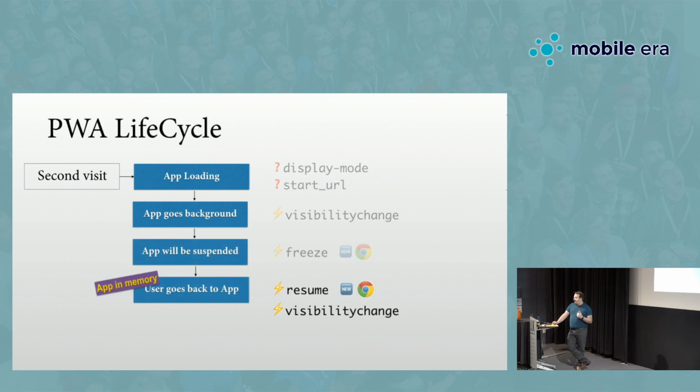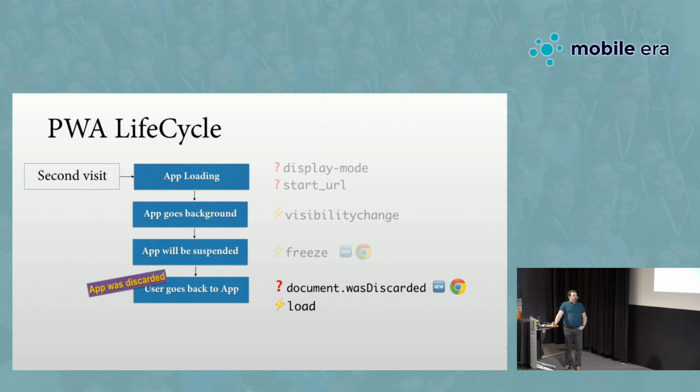And when the user goes back to the app, if the app is still in memory, then a resume event will be fired. This is actually matching, for example, the Android activities lifecycle or the iOS app lifecycle. And also you can use visibility change to detect that even on iOS that you are back.